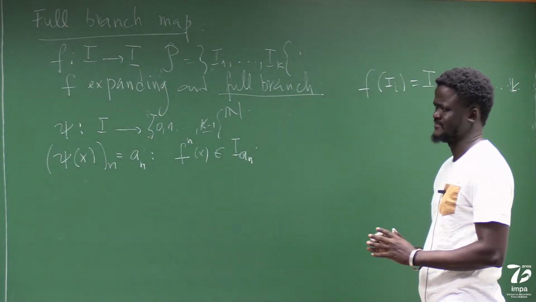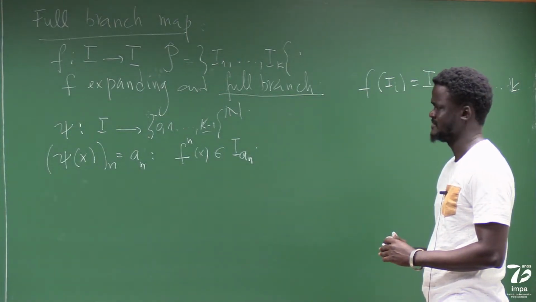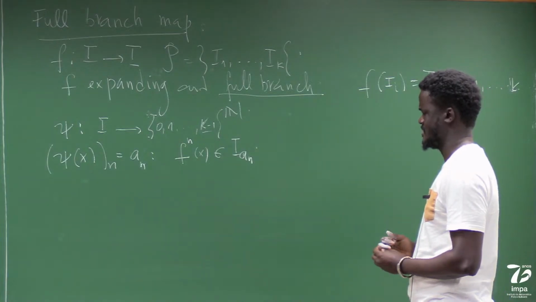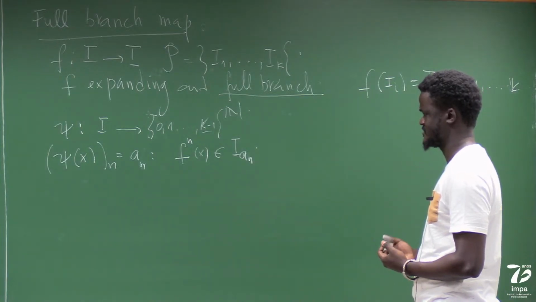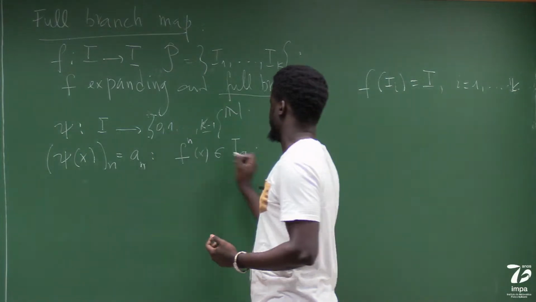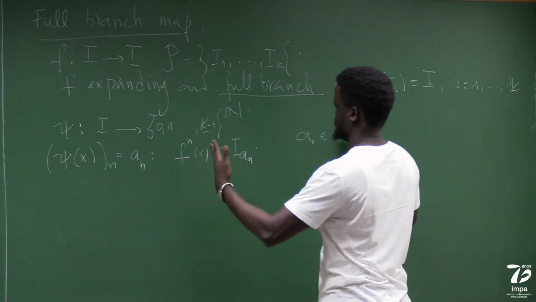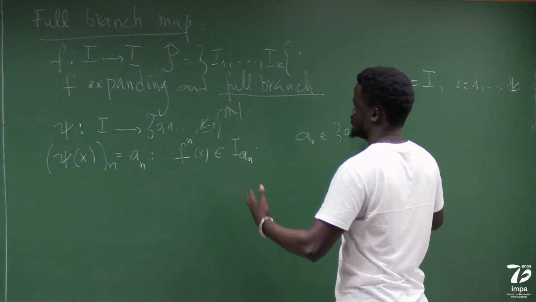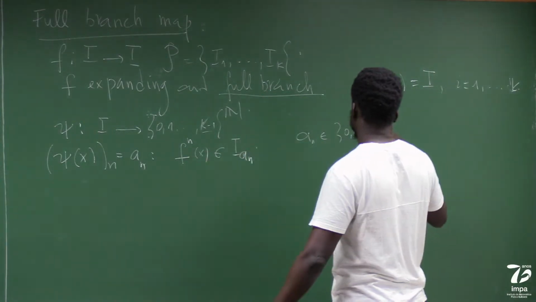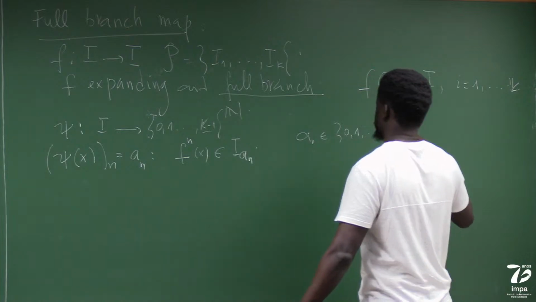Is it kind of clear? Yeah. I think I explained this sometimes in the past. So this a_n is in this set, it is the symbol. You use 0, 1, but you could use anything else, anything you want. These are just symbols.